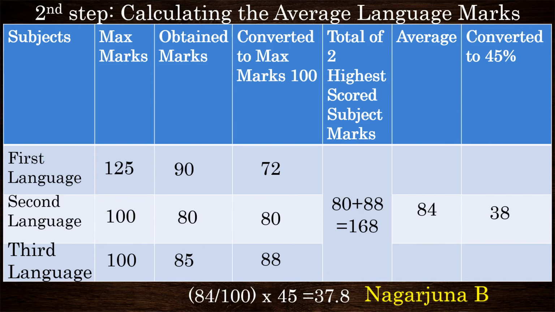So this is the language marks which has to be considered. The average language marks for 45% is 38, by considering your 10th marks card and the marks which have been scored in the first three languages. By considering those things, we have got 38.